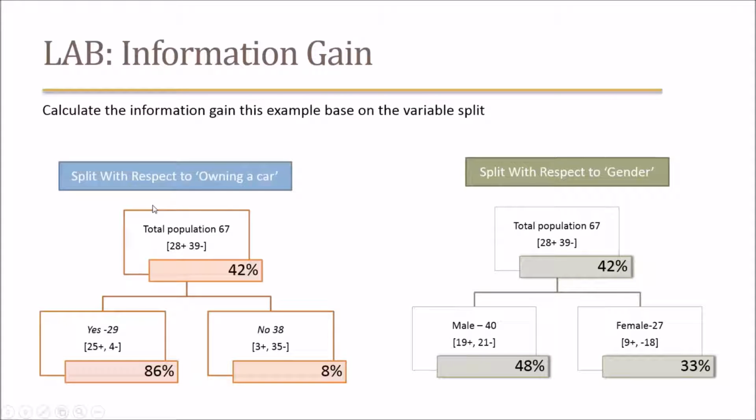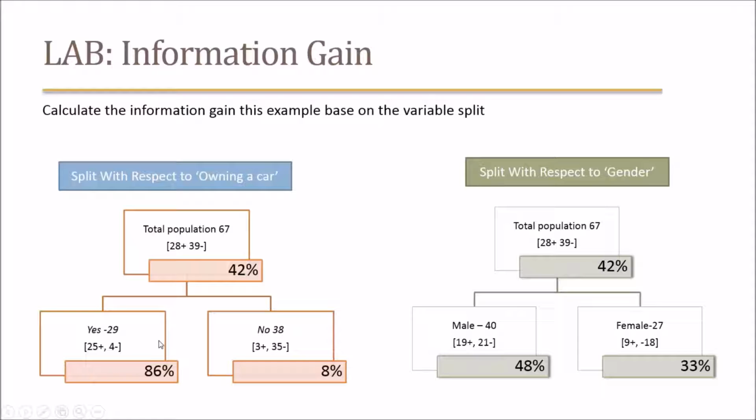Similarly, there is an exercise which you can try out. There is a response, yes or no, positive and negative. With respect to owning a car, the population is divided into two groups: yes, some people have a car, no, some people don't have a car. So you have to calculate the entropy and the information gain. And the population is divided based on gender also. 40 are male, 27 are female. Out of them, some are positive, some are negative. So this looks very tricky.